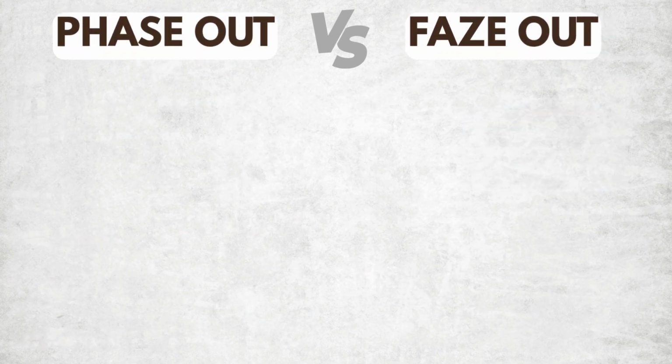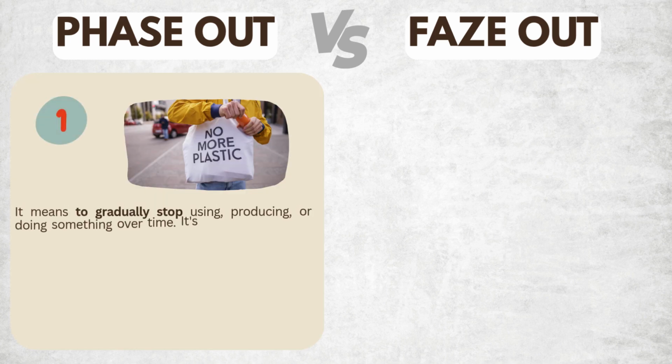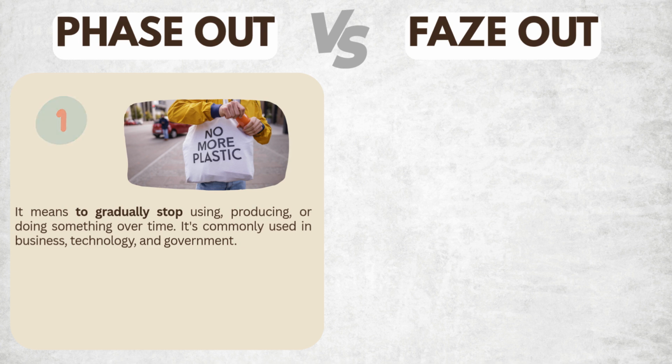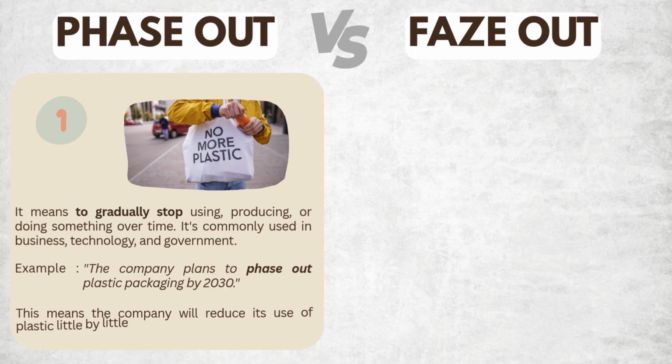Next up is another confusing pair, phase out and phase out. They sound almost identical, but they mean very different things. Phase out means to gradually stop using, producing, or doing something over time. It's commonly used in business, technology, and government. For example, the company plans to phase out plastic packaging by 2030. This means the company will reduce its use of plastic little by little until it's completely gone.